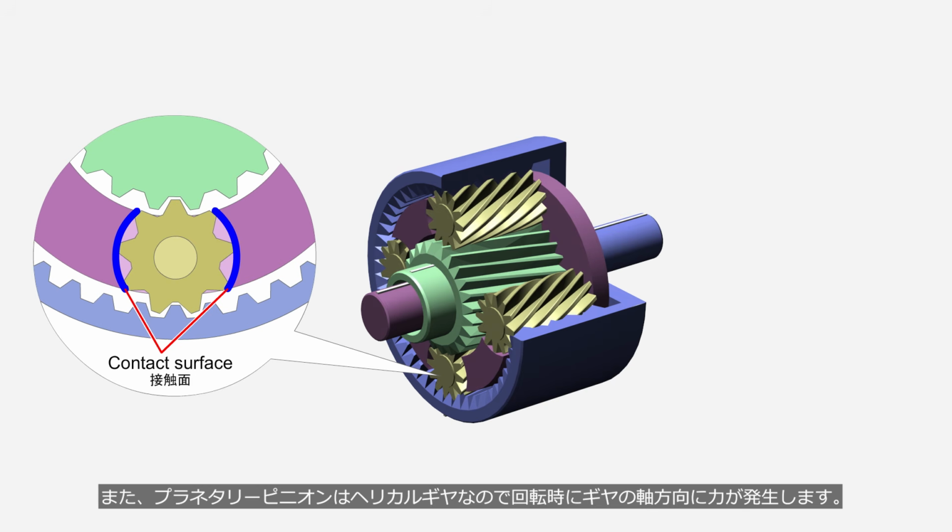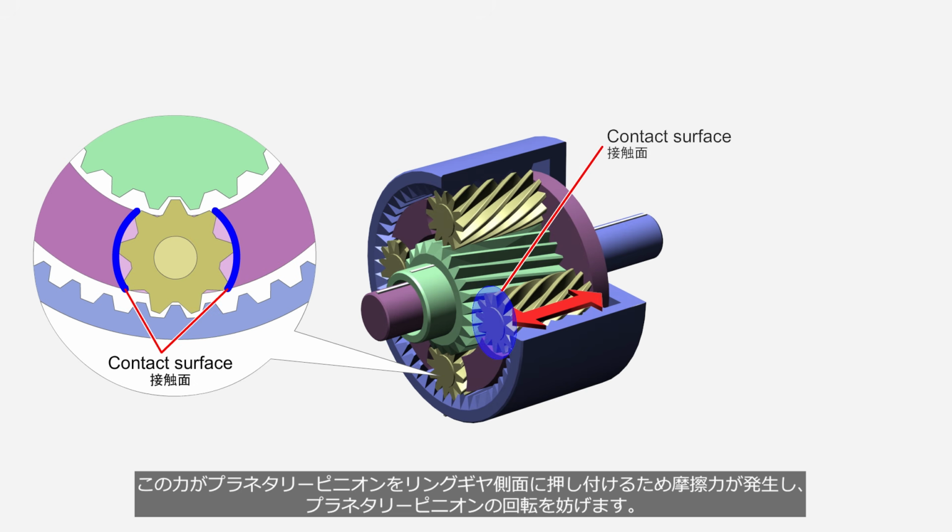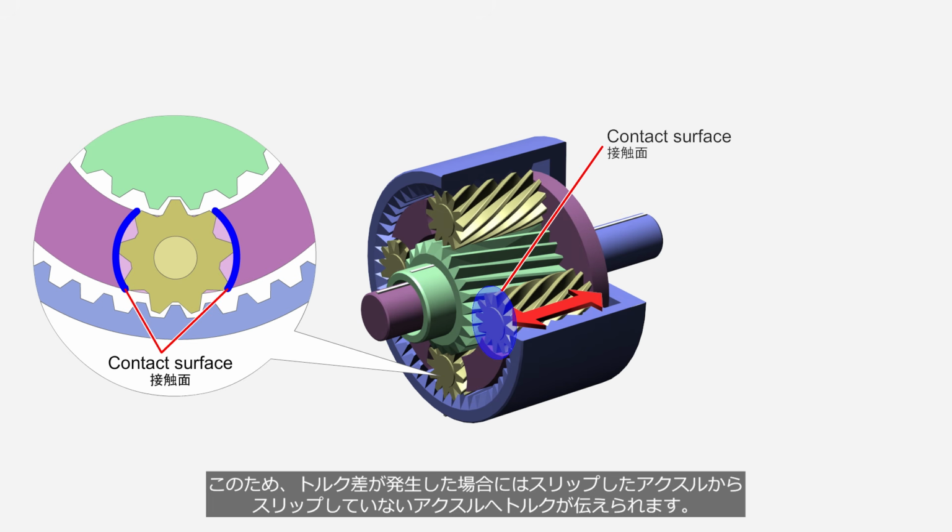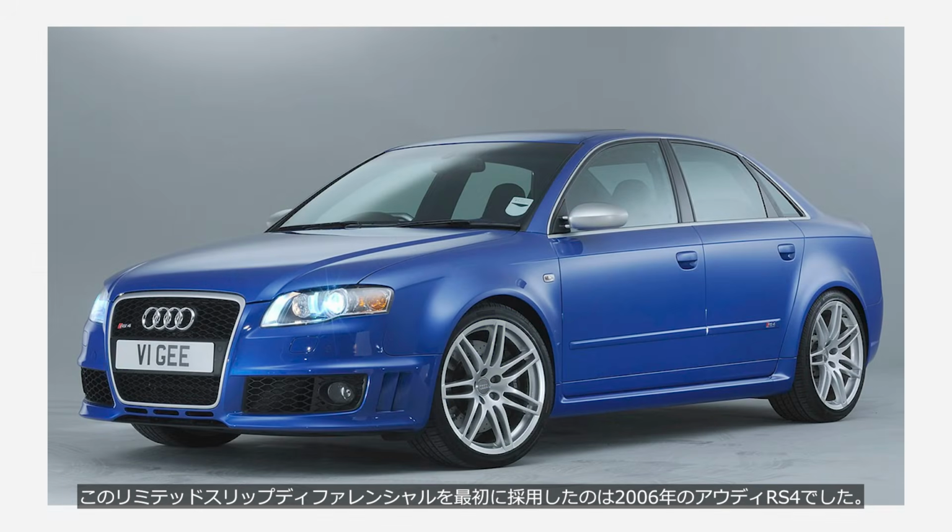In addition, because the planetary pinions are helical gears, axial forces are generated along the gear axis during rotation. This force presses the planetary pinions against the side faces of the ring gear, generating friction, which also resists the rotation of the planetary pinions. As a result, when a torque difference occurs, torque is transferred from the slipping axle to the non-slipping axle. The first vehicle to adopt this type of limited slip differential was the Audi RS4 in 2006.